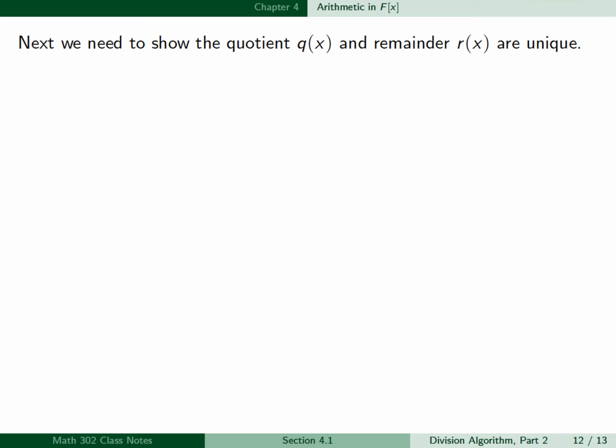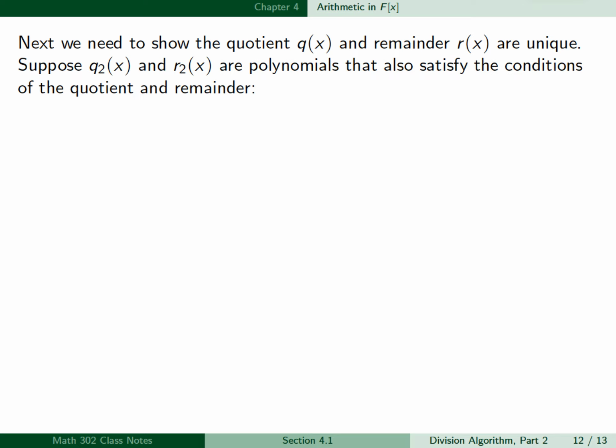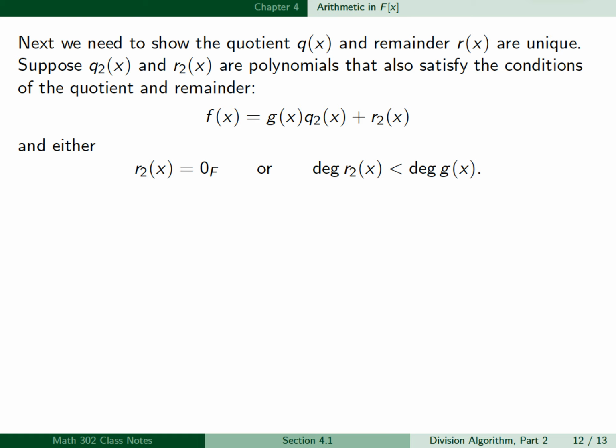Next, we need to show that the quotient q of x and remainder r of x are unique. So let's suppose q2 of x and r2 of x are polynomials that also satisfy the conditions of the quotient and remainder, namely that f of x is equal to g of x times q2 of x plus r2 of x, and either r2 of x is 0 or the degree of r2 of x is less than the degree of g of x. We then need to show that q2 of x is equal to q of x and r2 of x is equal to r of x. So this is a standard uniqueness proof. We suppose we have two things and we show that they're actually equal to one another.